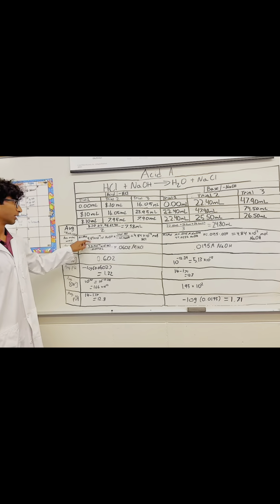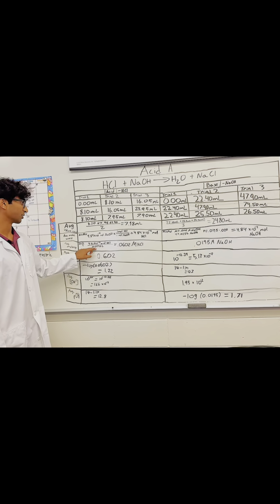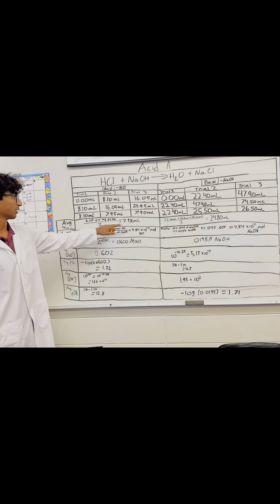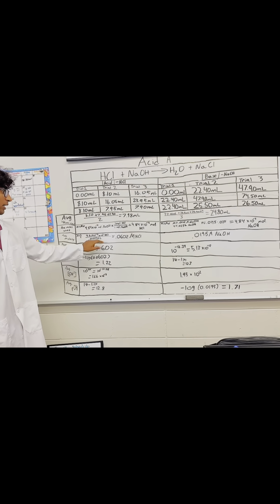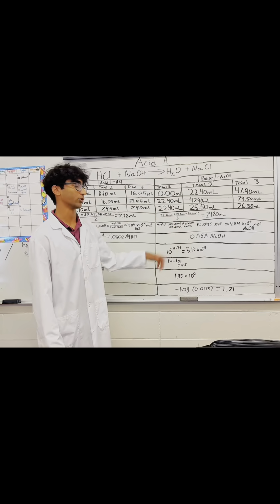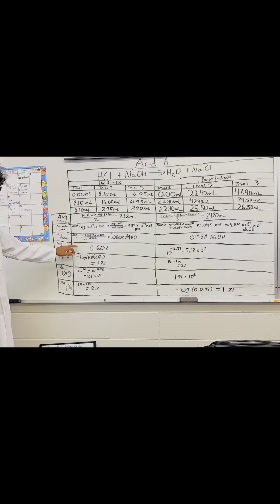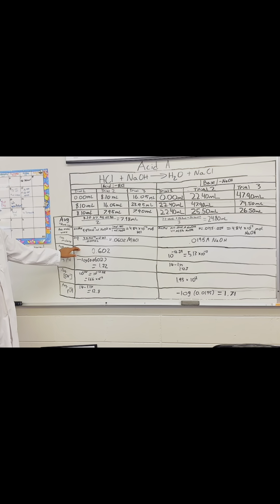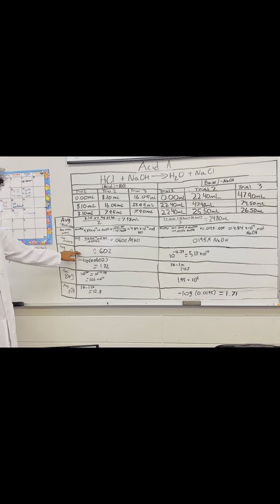So we divided the number of moles used by the liters of the solution, or liters of acid that we used. 7.98, converted that to liters, that was this number. And then that's how we got the molarity, which was 0.0602. And then we were given the molarity for the sodium hydroxide, 0.095. And then the average hydronium concentration was 0.602.